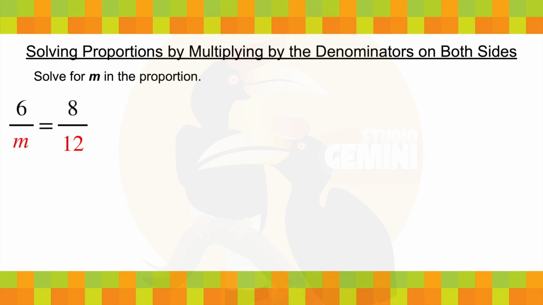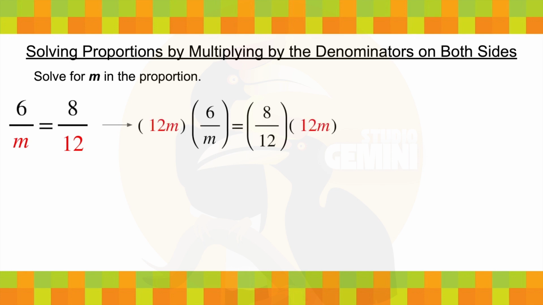If I look at the problem, the denominator on the left-hand side is m, and the denominator on the right-hand side is 12. So if I multiply the two denominators by each other, I should get 12m. I'm going to multiply 12m on both sides. On the left-hand side, I'm going to cancel out the two m's, and on the right-hand side, I'm going to cancel out the two 12's. This should leave me with 12 times 6 is equal to 8 times m.